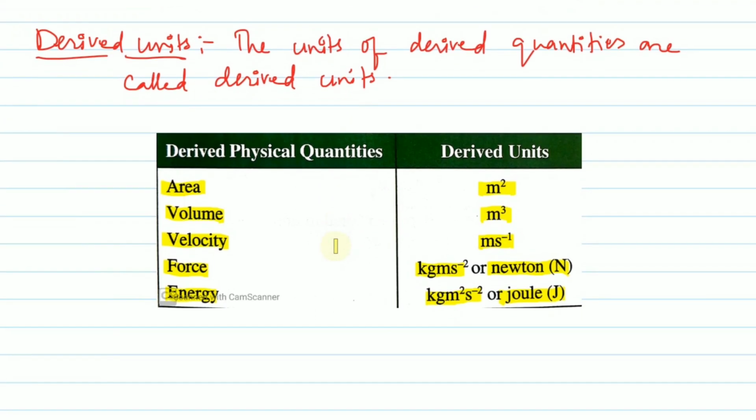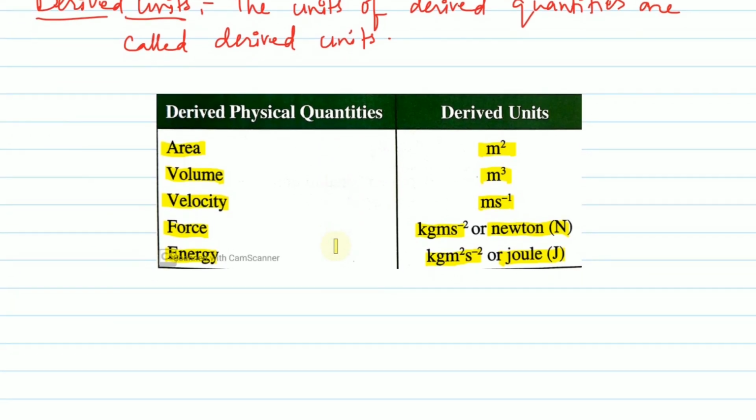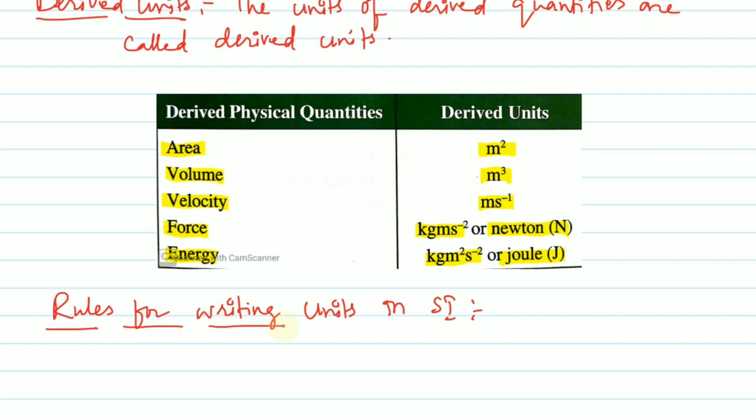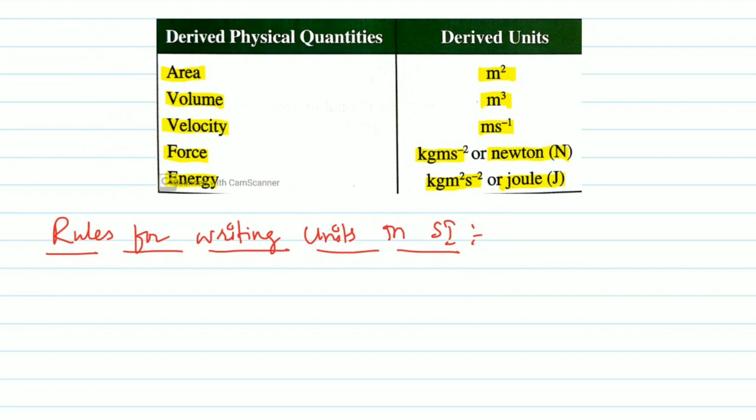So now let us see rules for writing units in SI. So there are certain rules in physics while writing units. It's not our wish to write units. Let us see what are those rules in writing units. Okay, so let's see rule 1.